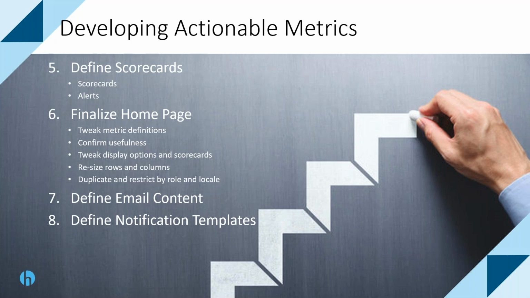But then lastly, you have to decide for those metrics where you want to alert somebody with an email, you can then define the actual content of the email that you want. That means subject and body, and then create notification templates to generate metrics for whatever you want to generate emails for. So let's quickly run through these steps, and then we'll move on.